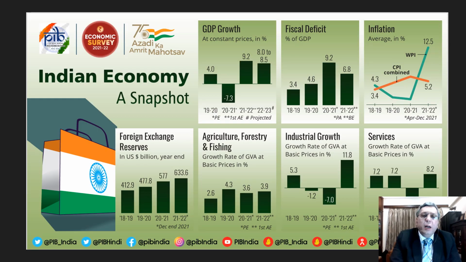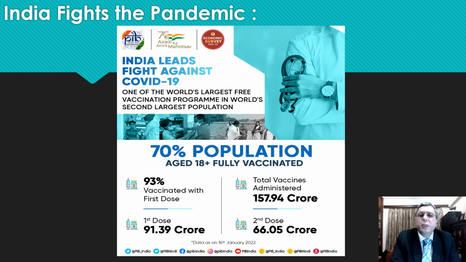And finally, a couple of slides on the broader economy. So we covered the GDP growth and outlook by sectors. We looked at the fiscal deficit, the balance sheet of the government. We looked at inflation. We looked at the external sector. And we'll end with a couple of other slides.